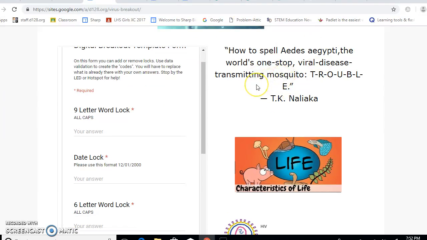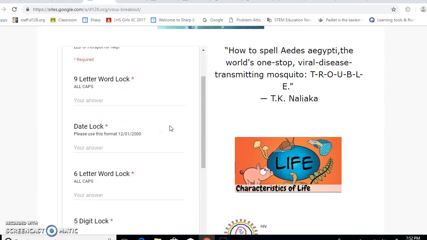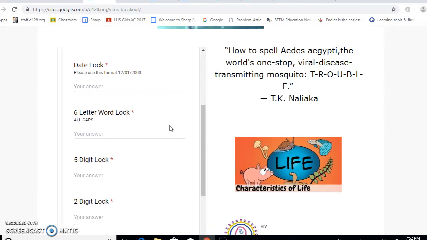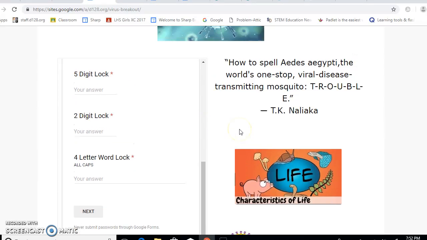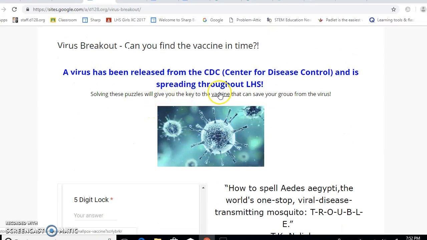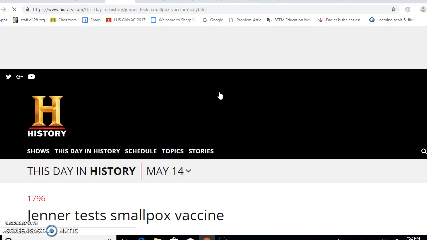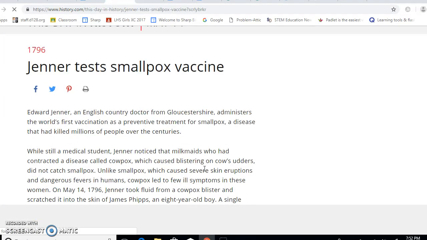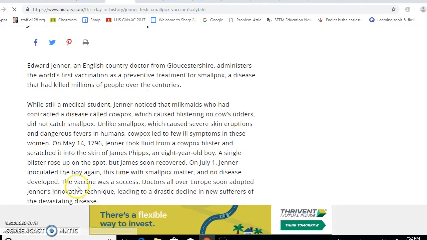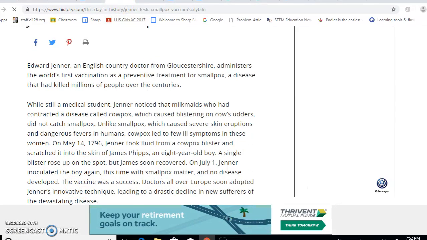As you can see, mosquitoes linked to something to unlock this form. So they were looking for a 9-letter word lock, a date lock, a 6-letter word lock, a 5-digit lock, a 2-digit lock, and a 4-letter word lock. As you saw, the word vaccine was a link. From this link, they read an article about the smallpox vaccine, which is something that we do discuss in class. And they also got their date lock from this one, so May 14th, 1796. So that was one of the clues they got.